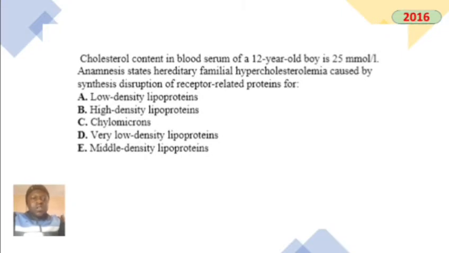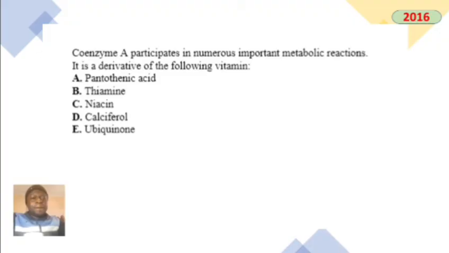Cholesterol content in serum of a 12-year-old, just remember your bad cholesterol, LDL, low density lipoproteins. Coenzyme A participates in numerous important metabolic reactions. It is a derivative of what? Right, coenzyme A is actually from vitamin B5, also known as pantothenic acid.